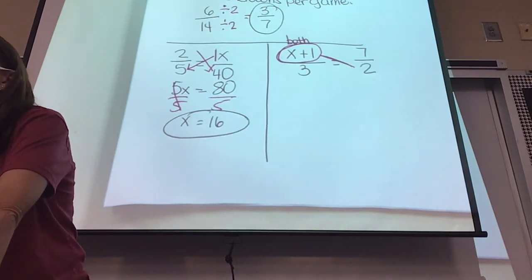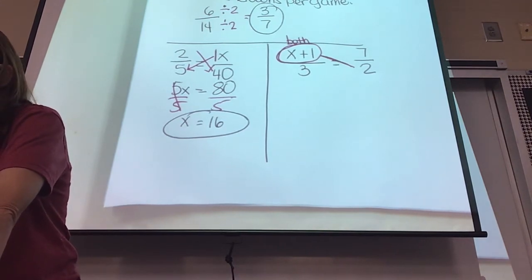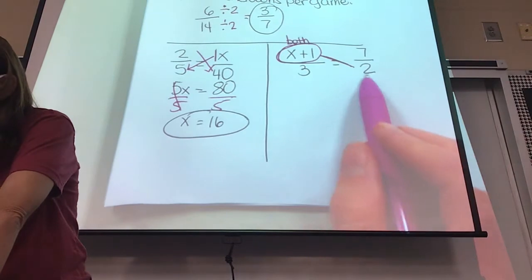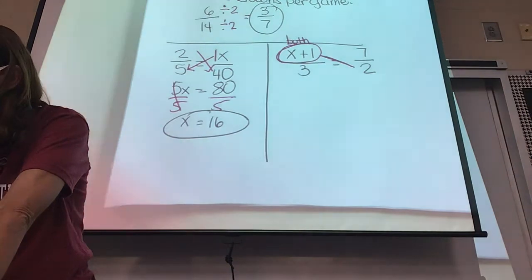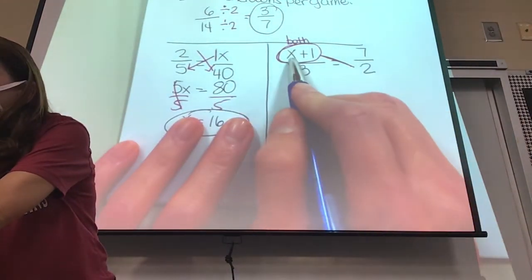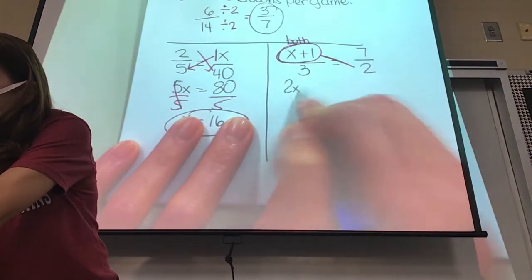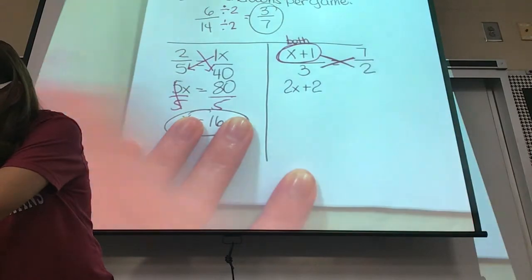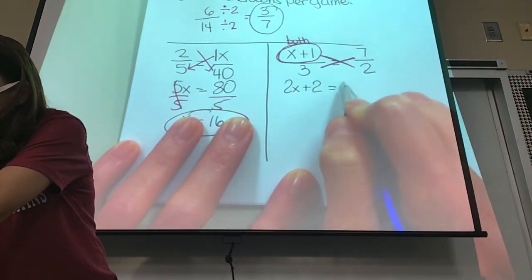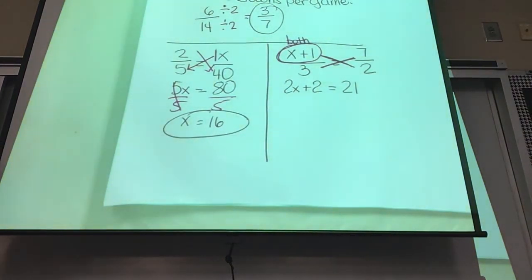It's basically like a distributive property. It's 2 times both of these, or 2 times everything inside of parentheses. So 2 times x becomes 2x, and 2 times 1 is 2, and now go in the other direction. So it's going to equal 21. So what you end up with then is a 2-step problem.